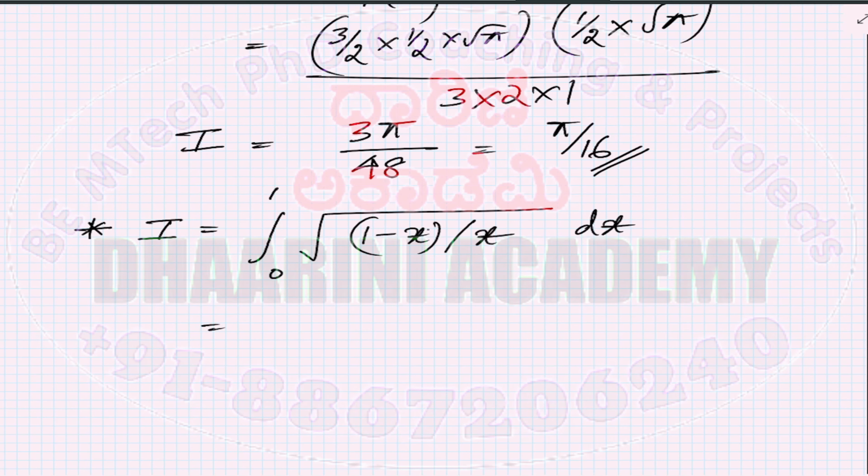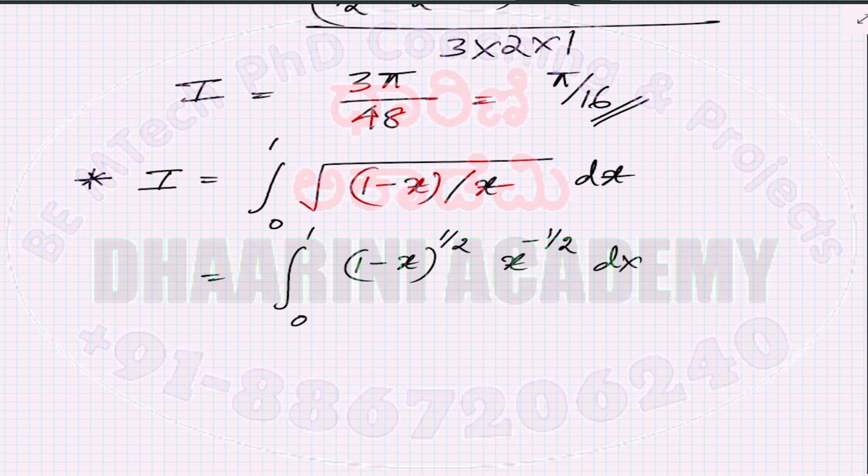So what I do here is write their powers separately. This is (1 minus x) to the power half into x to the power minus half, because x is in the denominator and there is a root. So (1 minus x) to the half, x to the power minus half dx. Now I can see that yes, this can be written in the form of a beta function.